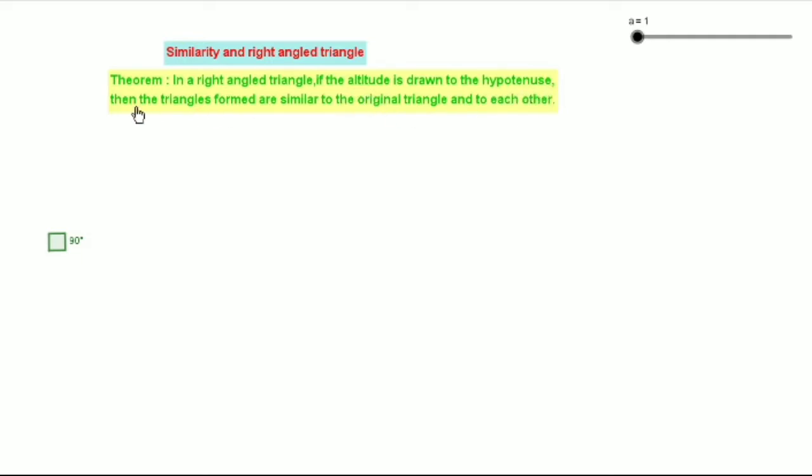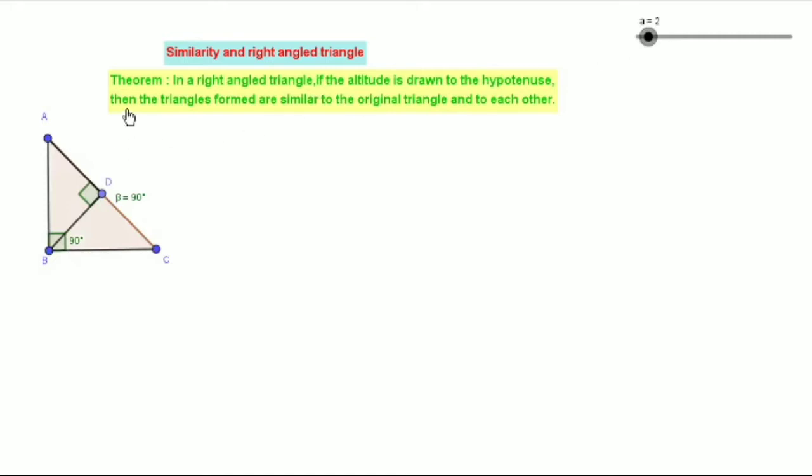In a right angled triangle, if the altitude is drawn to the hypotenuse, then the triangles formed are similar to the original triangle and to each other. It means that if we draw an altitude on the hypotenuse through the vertex, then the right angle triangle is divided into two triangles. These two triangles are similar to the original triangle as well as to each other.